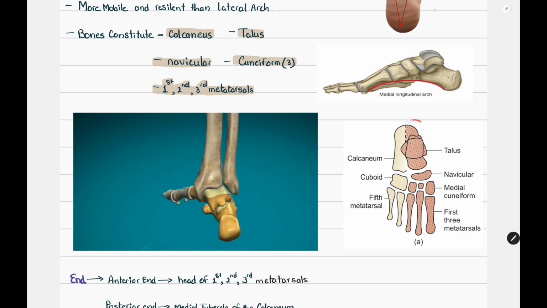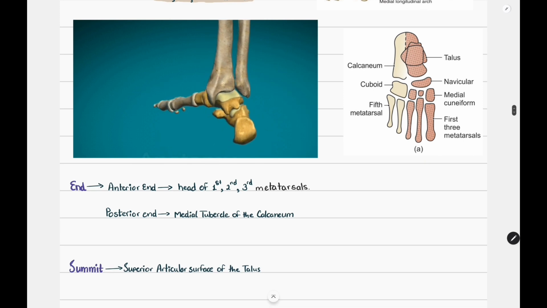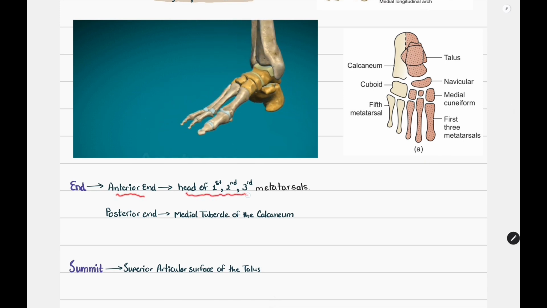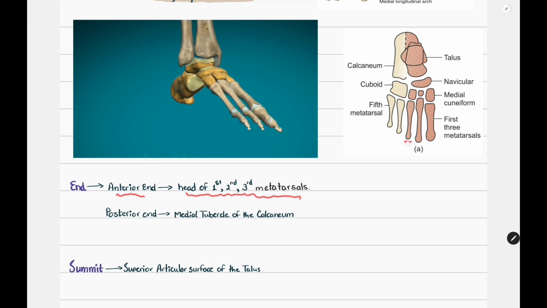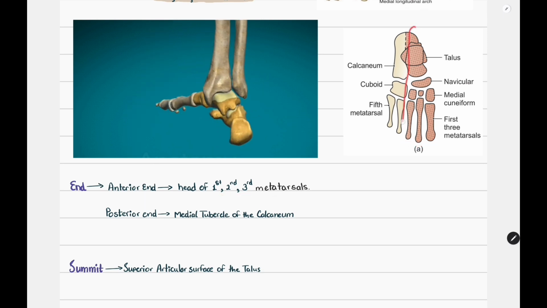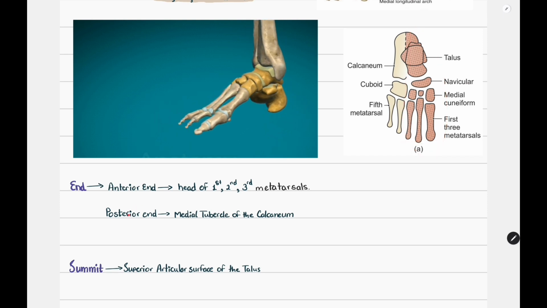In this diagram, you should be able to appreciate that the dark gray colored bones highlighted represent the medial longitudinal arch. The anterior end of the medial longitudinal arch is formed by the heads of the first, second, and third metatarsals. These are the heads of the first, second, and third metatarsal bones.